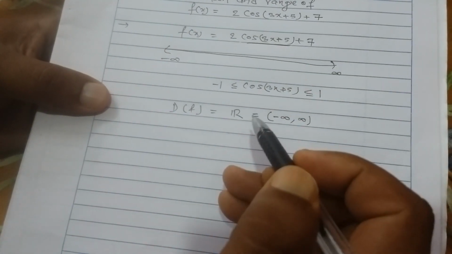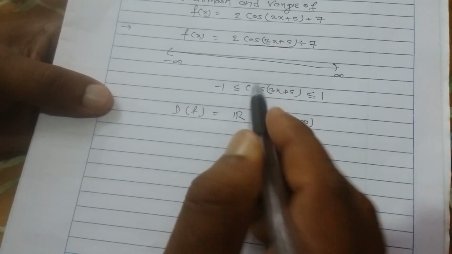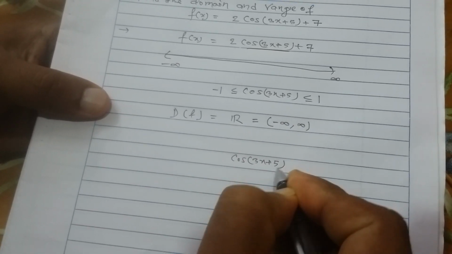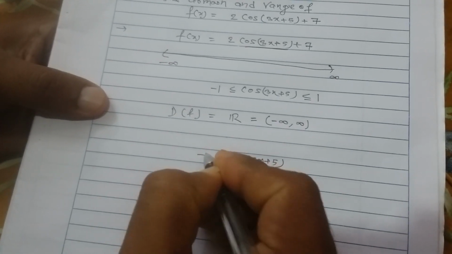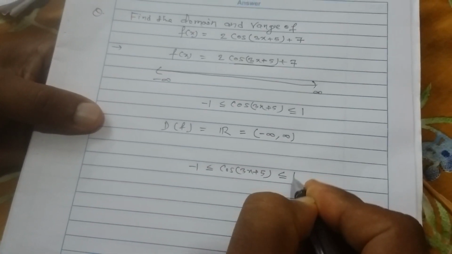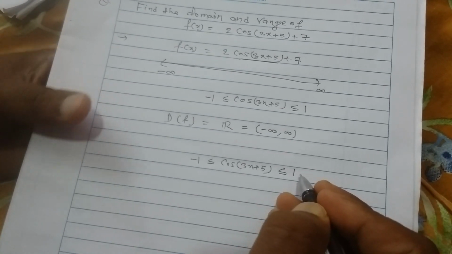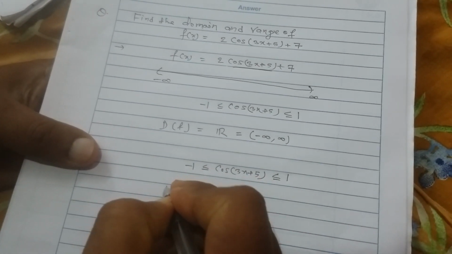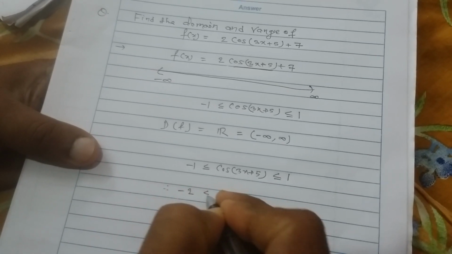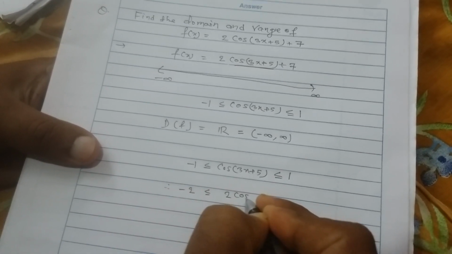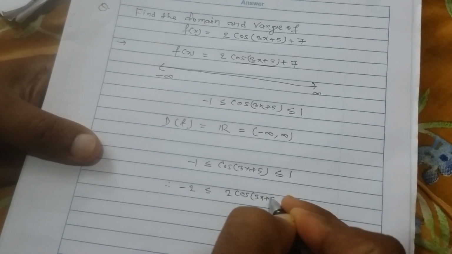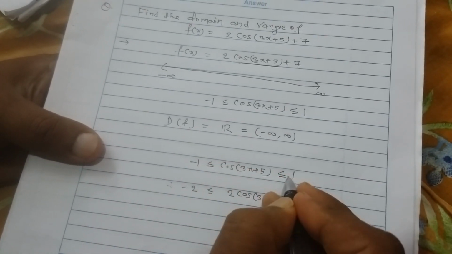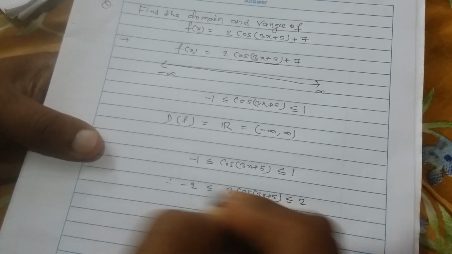Now we are going to discuss the range. As I told you, cos(3x + 5) always lies in the closed interval from minus 1 to 1. Let us multiply it by 2. Therefore, minus 2 is less than or equal to 2 cos(3x + 5), which is less than or equal to 2. We have multiplied all parts by 2 and got this result.